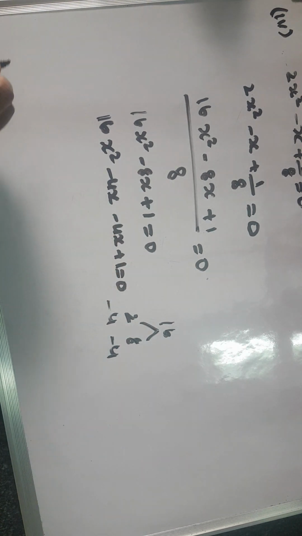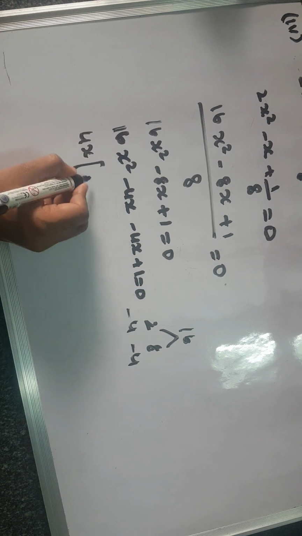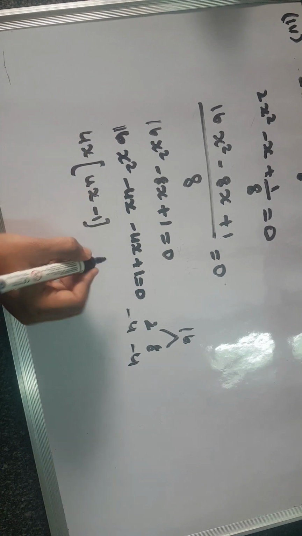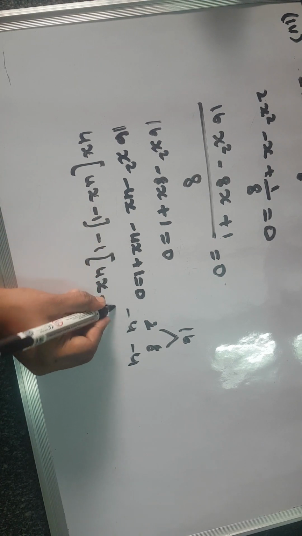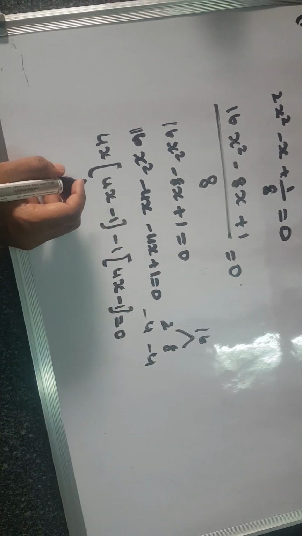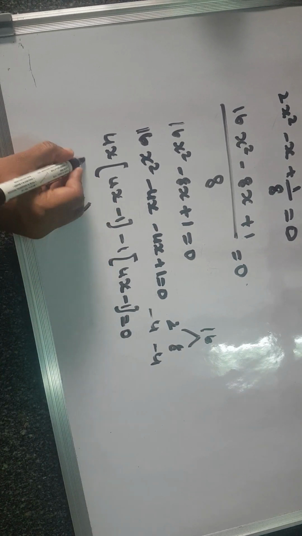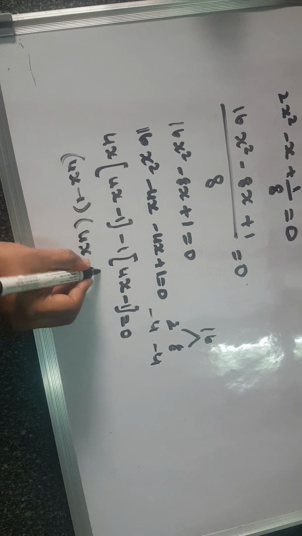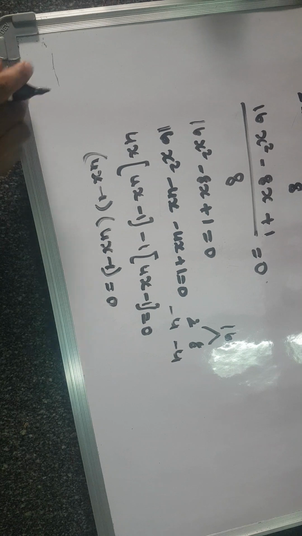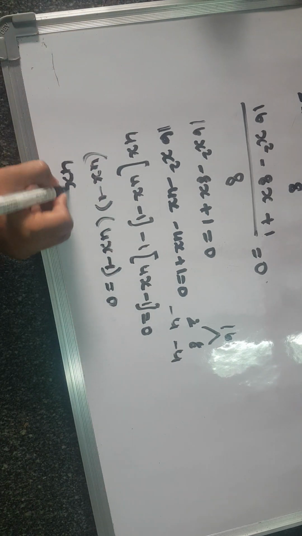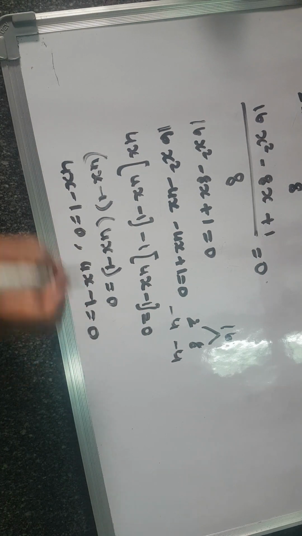Okay, now what is the value here? I am taking 4x common, so 4x minus 1. Here also I am taking minus 1 common, so 4x minus 1 equals 0. In these two terms I am taking 4x minus 1 common, so 4x minus 1 into 4x minus 1 equals 0. So this becomes the linear equation. I am separately equating this to 0: 4x minus 1 equals 0 and 4x minus 1 equals 0.